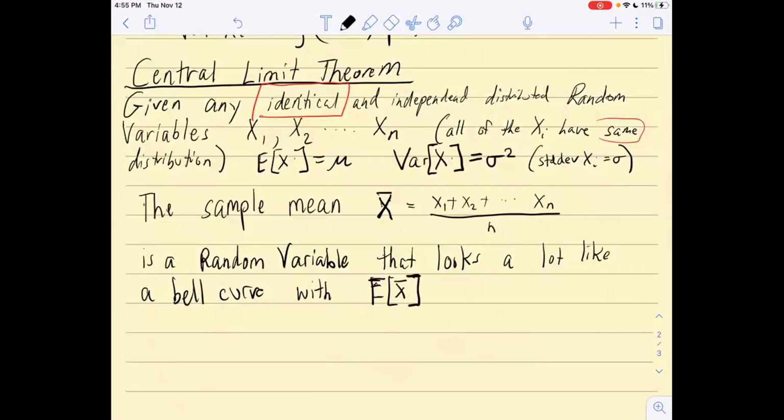Okay, so that looks a lot like a bell curve. The expected value of x bar is equal to mu, and I'll go in depth here. And the variance of x bar is equal to sigma squared, or sorry, sigma squared all over n.